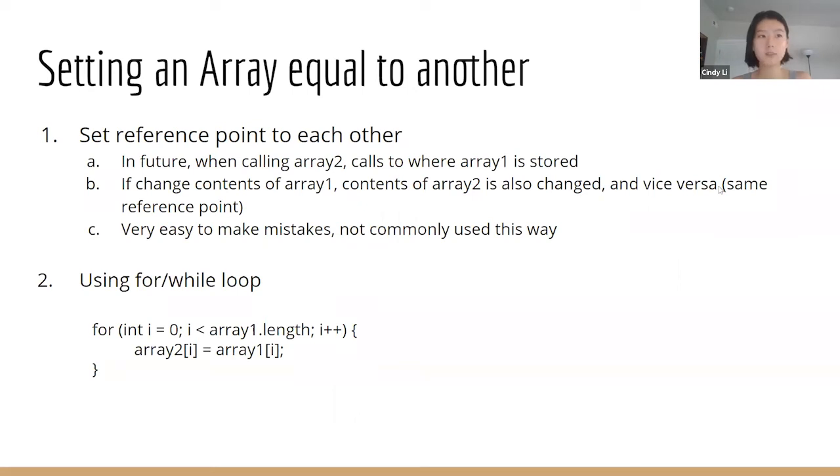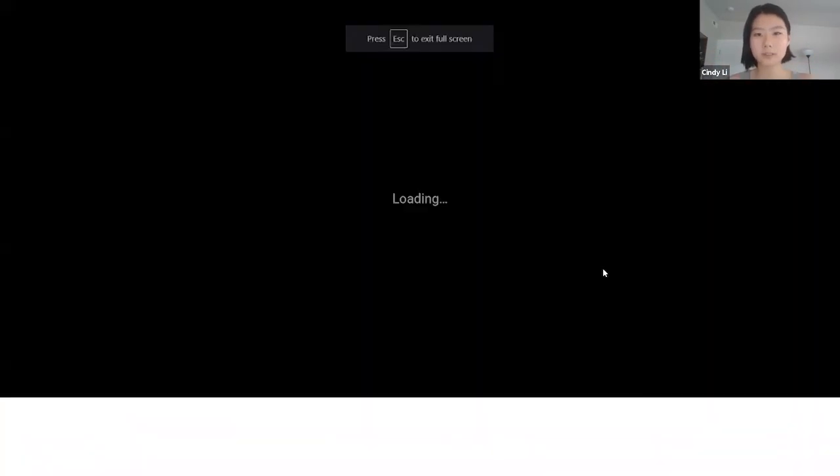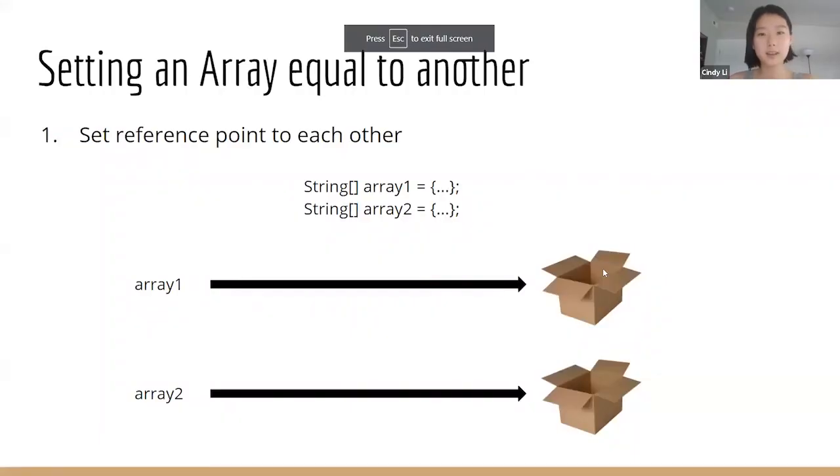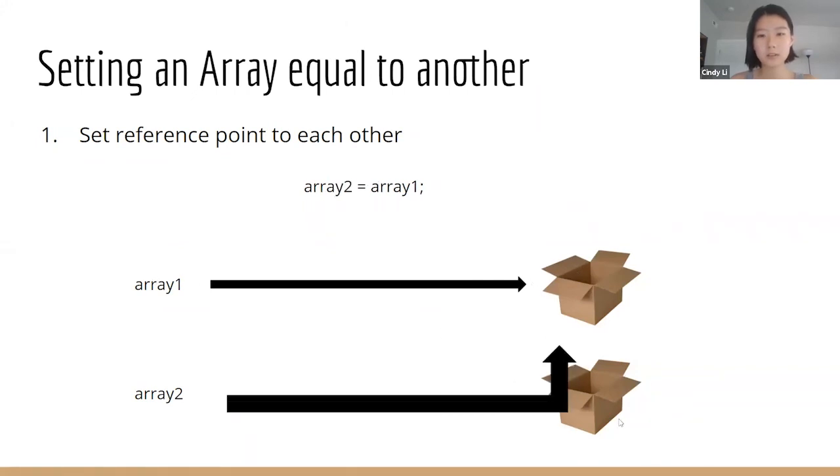Because of that, it's very easy to make mistakes. So most people actively avoid doing it this way, and it's actually seen as an error, because now you have two things that go by different names, but it's actually the same thing. When we go back to this slide, you can see it started out as two different things in two different boxes, but now this box is completely neglected, and array 2 now draws stuff out of this box.